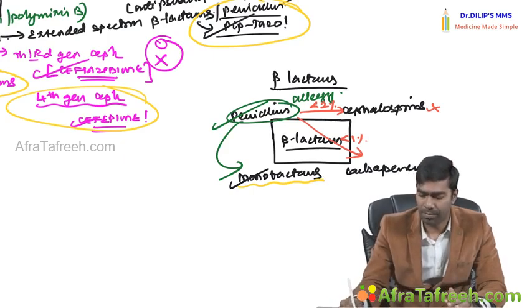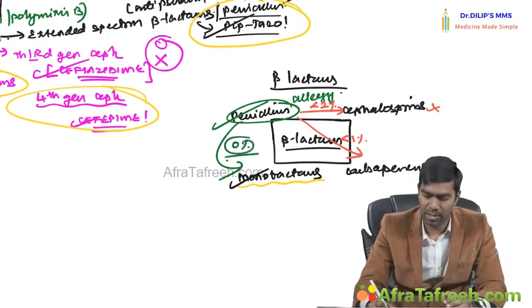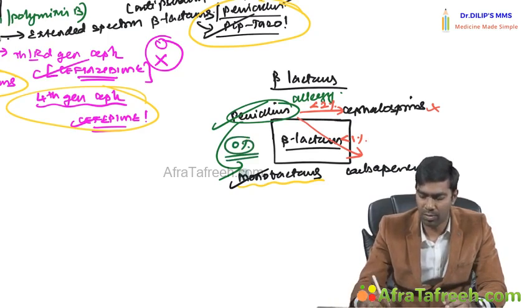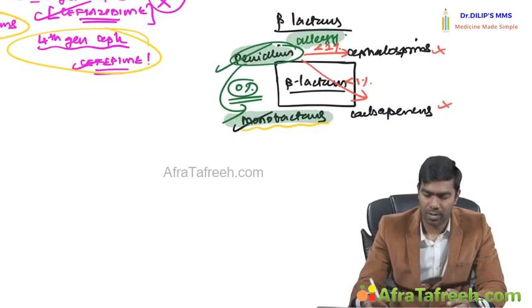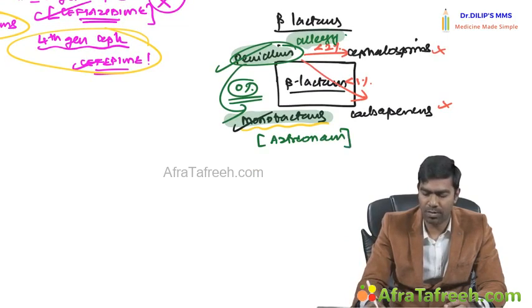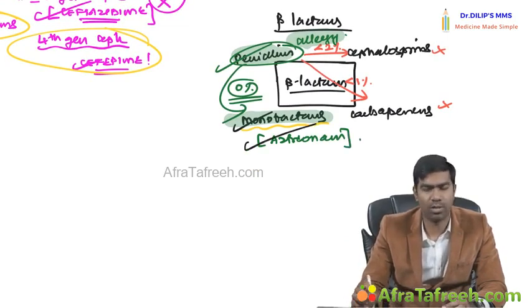But remember, monobactams have 0% cross reactivity. That is the reason why monobactams are the preferred choice in any patient with penicillin allergy. There is absolutely no cross reaction. Clear? And in monobactams, only one drug is there, that is aztreonam, which is very commonly used. Typically, this is used in ICU patients.